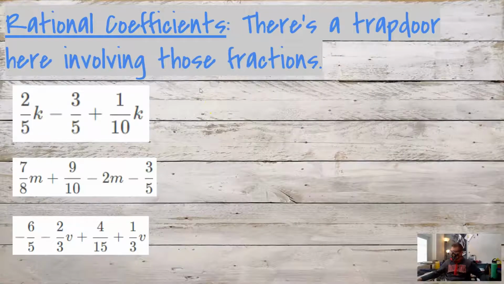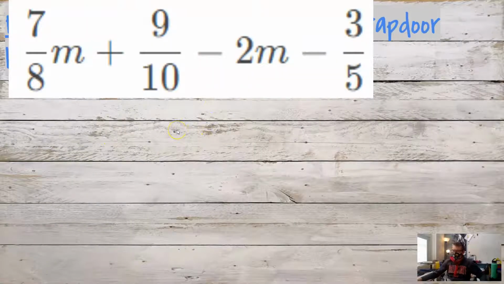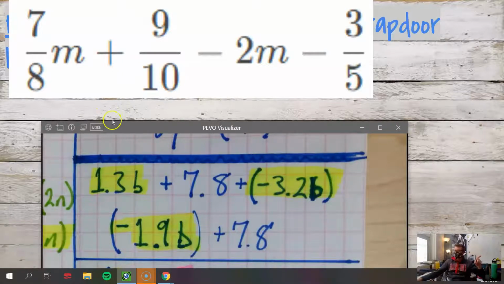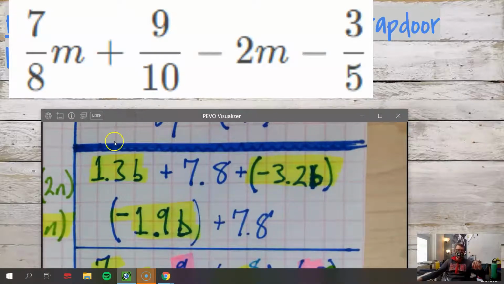So, moving on to this one, my first question for you. Do we need a common denominator between the 8, the 10, and the 5? Ooh, who said no? Why no? You can't just throw it out there and not expect, like, you got to be able to defend yourself.